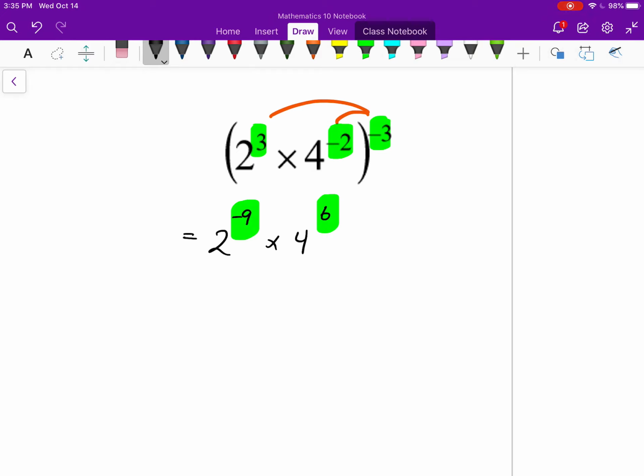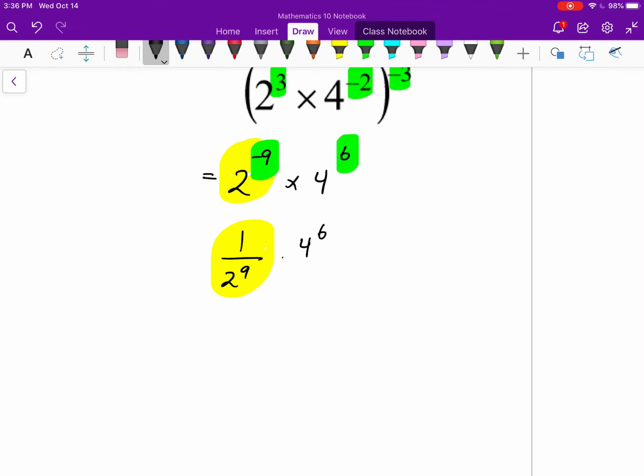It's all good. But again, all that's left now is this 2 to the negative 9. Again, there's nothing wrong with it inherently, but I want you to be able to show me that you know what a power of negative 9 means. And 2 to the negative 9 means 1 divided by 2, 9 times. All times 4 to the power of 6.